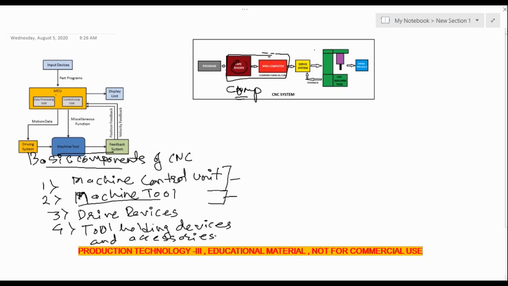Thereafter comes the machine control unit. Machine control unit has two parts. One is data processing unit and another is control loop.